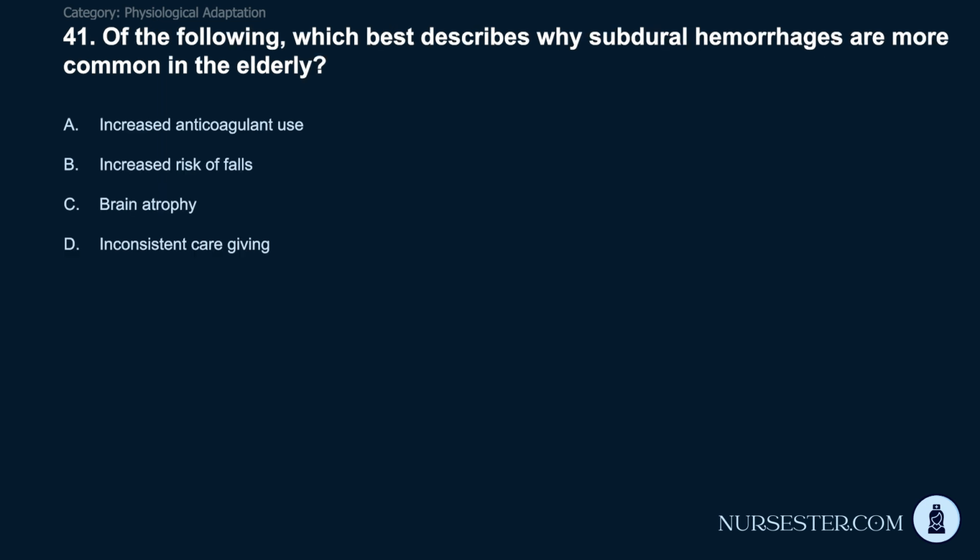41. Of the following, which best describes why subdural hemorrhages are more common in the elderly? A. Increased anticoagulant use. B. Increased risk of falls.